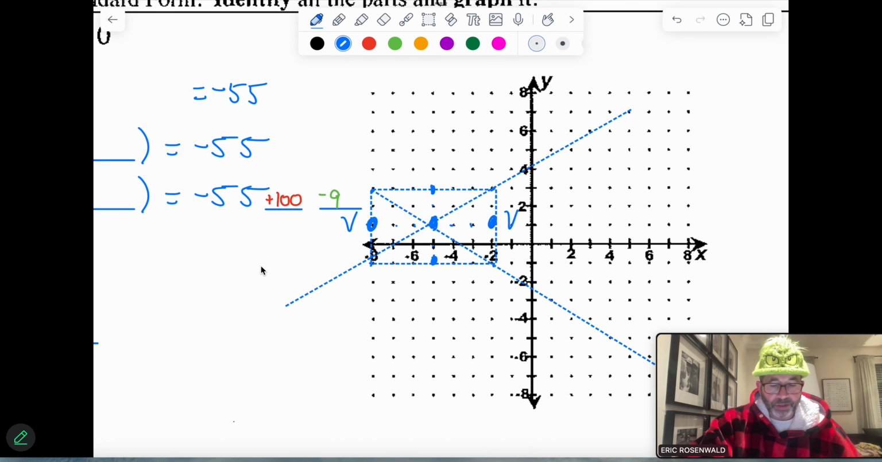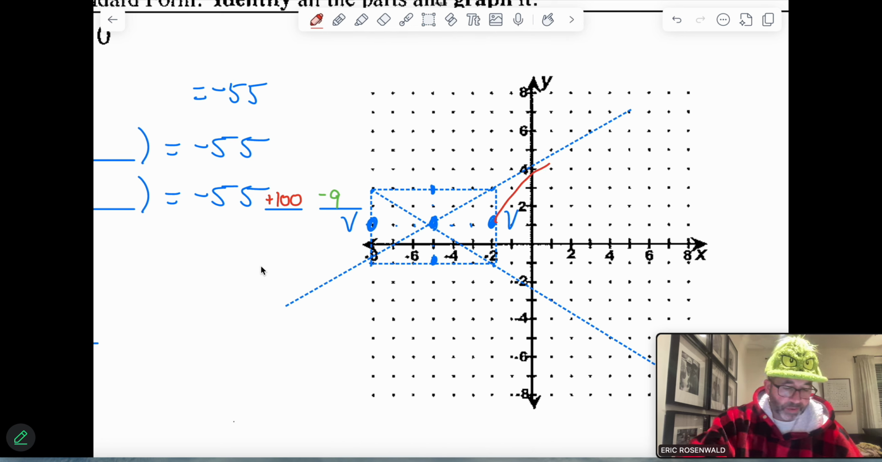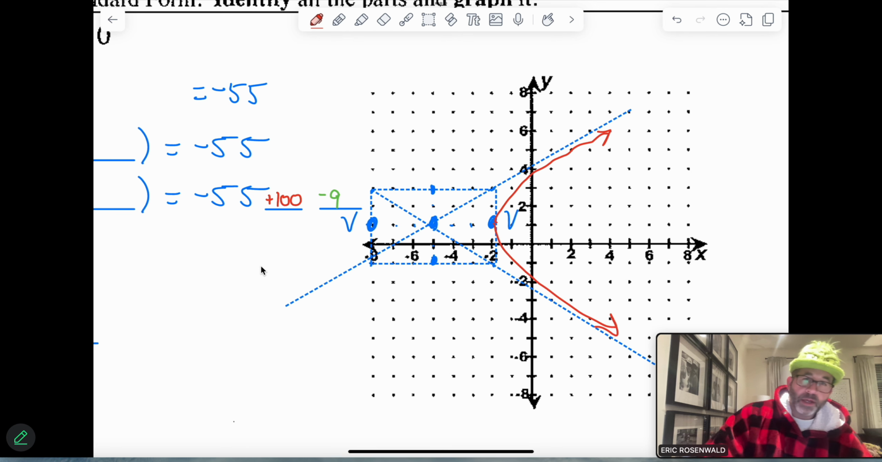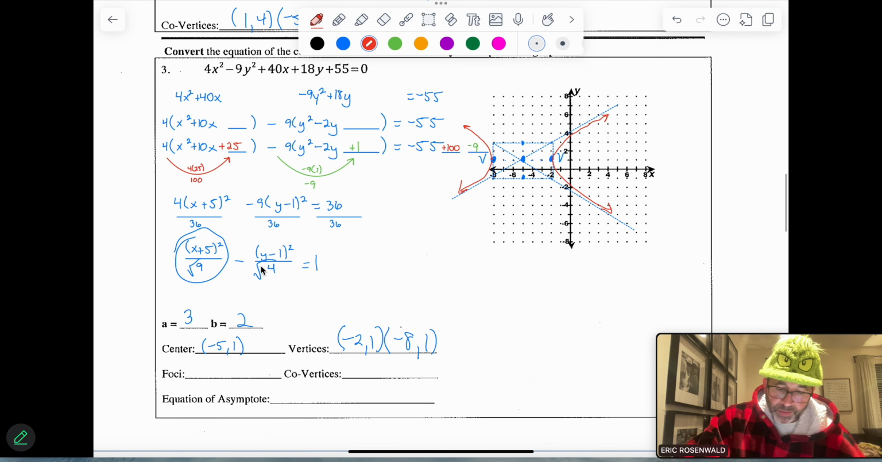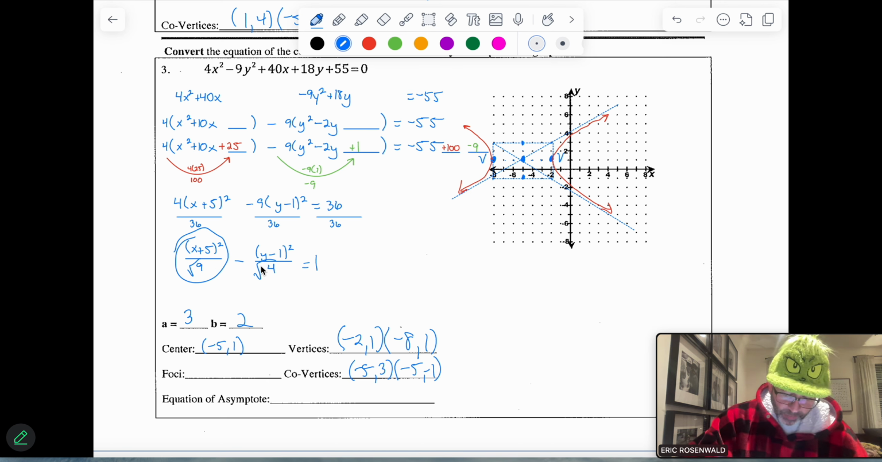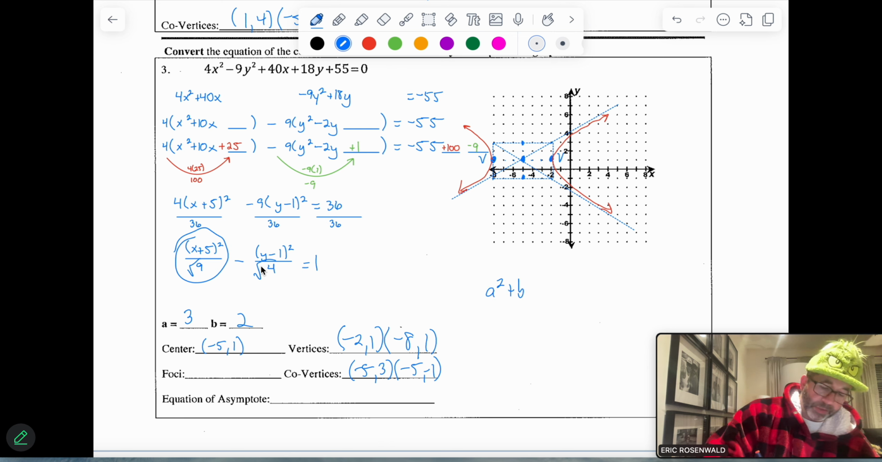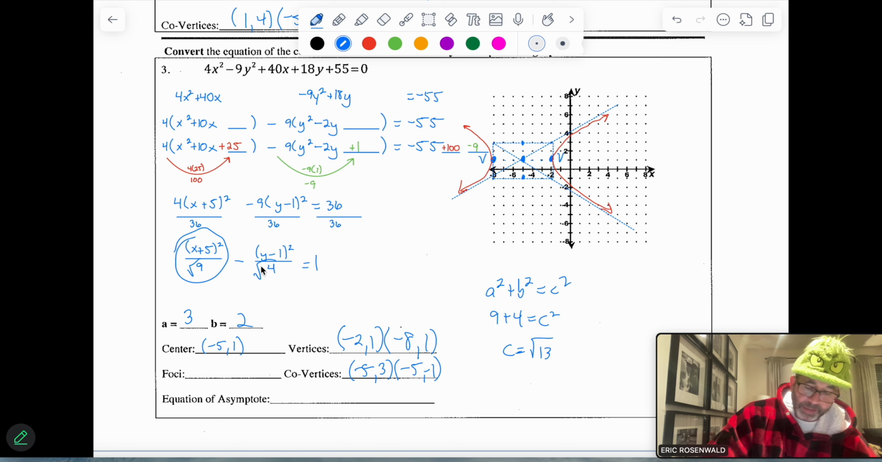And since the x comes first, it's going to open in the x direction. So we're going to go from my vertex and go this way. And we're going to go from the vertex over here. And there is your graph. So my co-vertices, which we already have, are going to be at negative 5, 3, and negative 5, negative 1, sorry. And then for my focus, we're going to use a squared plus b squared equals c squared. So in this case, we're going to have 9 plus 4 equals c squared. So c is going to equal the square root of 13.